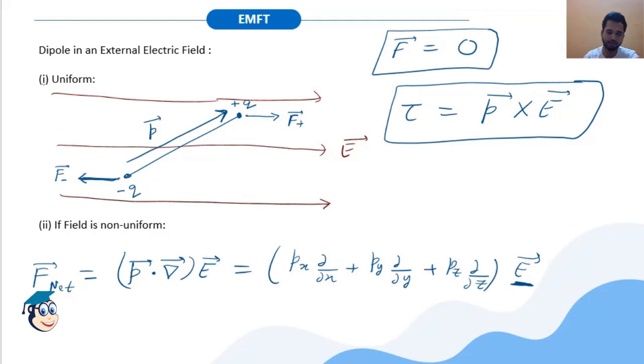One more thing, there is also a net torque in this case of electric field, and that net torque can again be given by R cross F. You know the F, and now you just have to calculate R cross F.